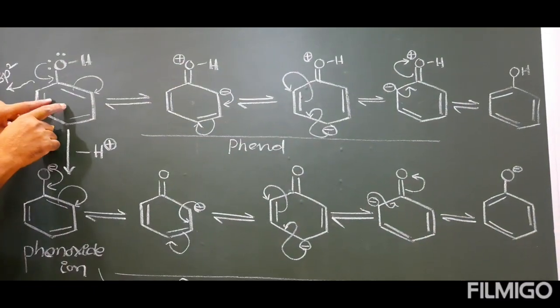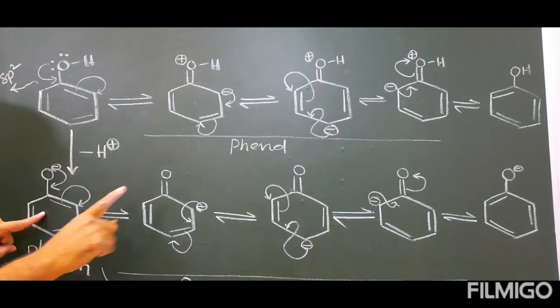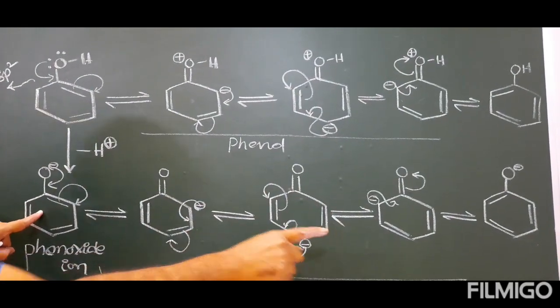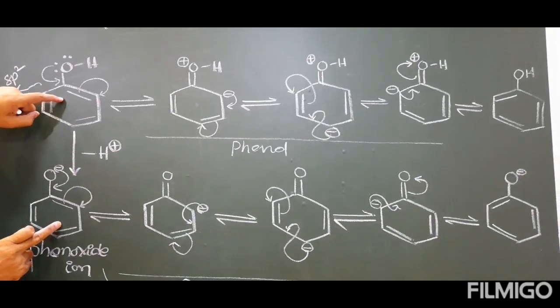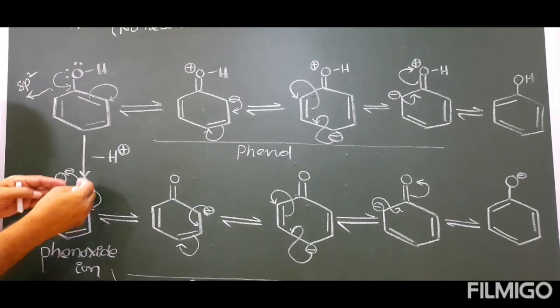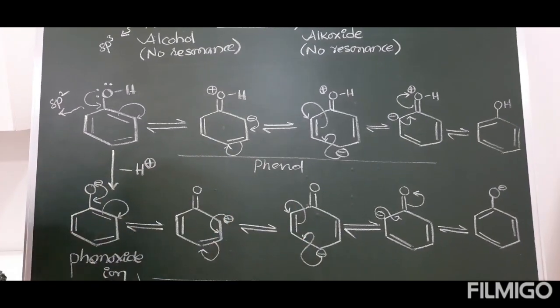So phenol resonating structures are less stable. Phenoxide ion resonating structures are more stable. That's why phenol always wants to convert into the phenoxide ion. For converting into phenoxide ion, it releases the H+. That means it shows the acidic character.